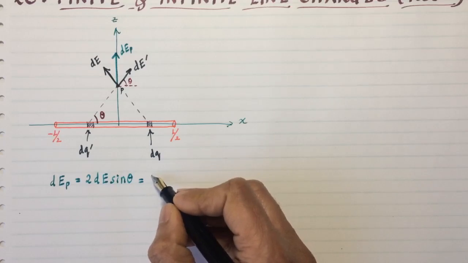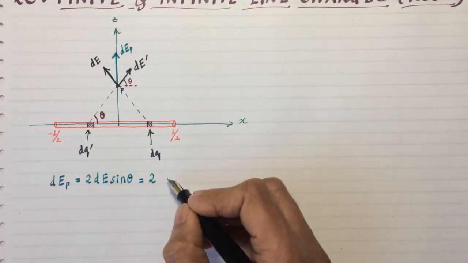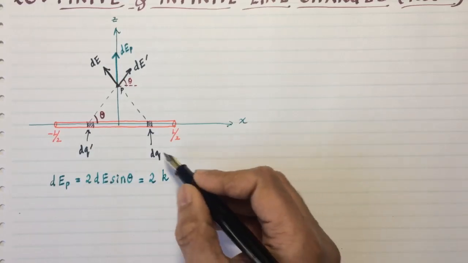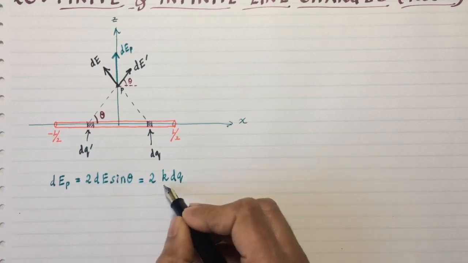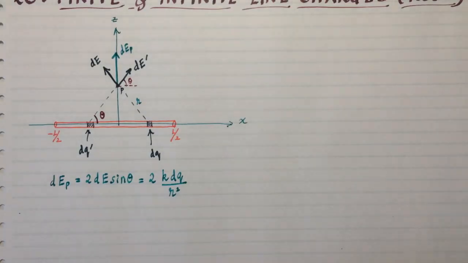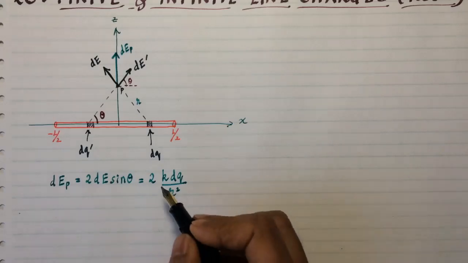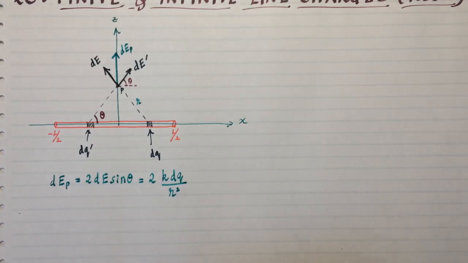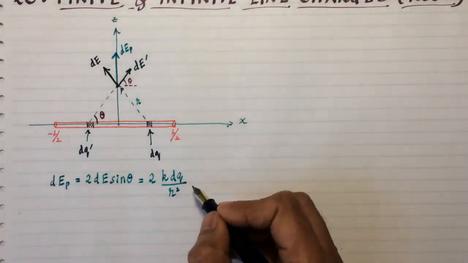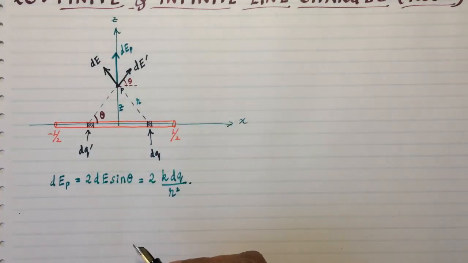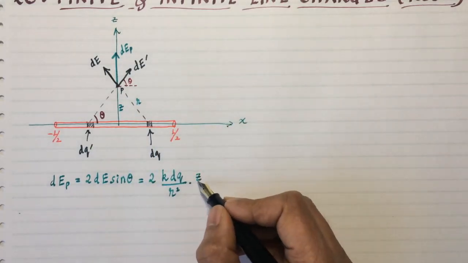Let's try to expand these quantities. dE by Coulomb's law for the point charge is k times dq over r squared, where r is this distance from the charge element to the point in question. It used to be kq over r squared for a point charge, but now the point charge has been replaced by a charge element dq. Sine theta, let's call this distance z. Sine theta is simply z over r.